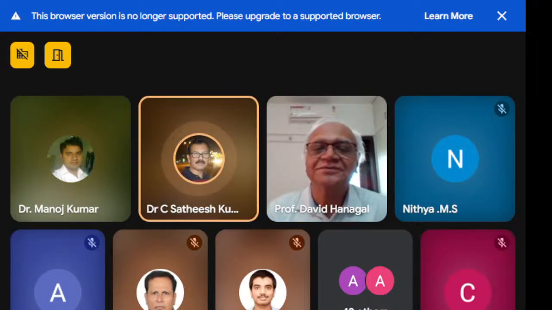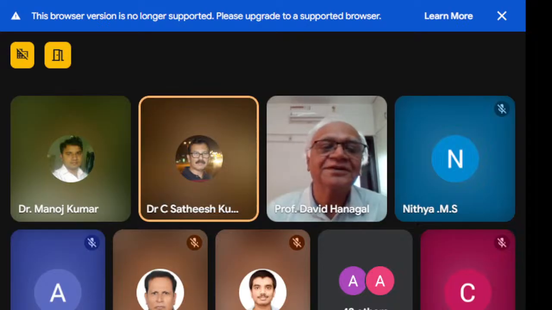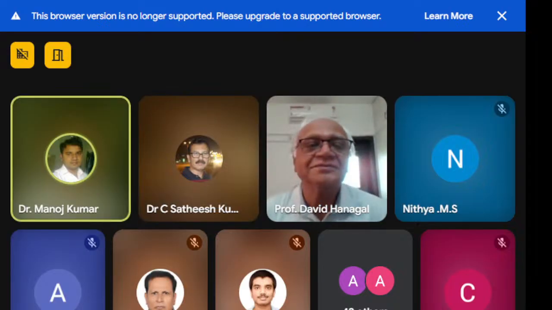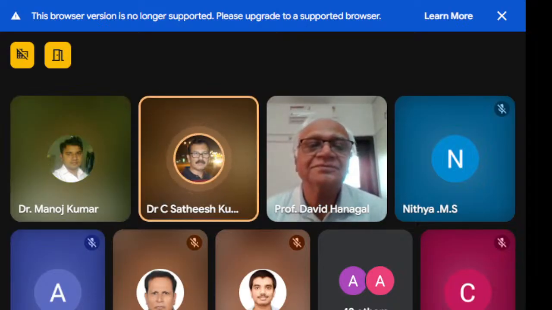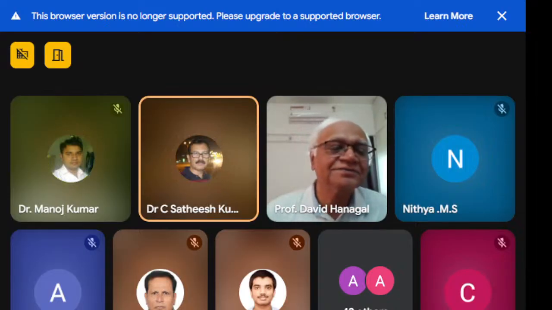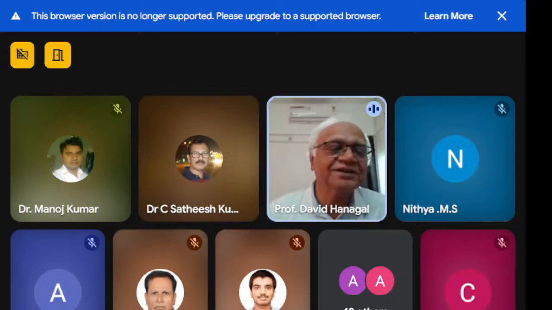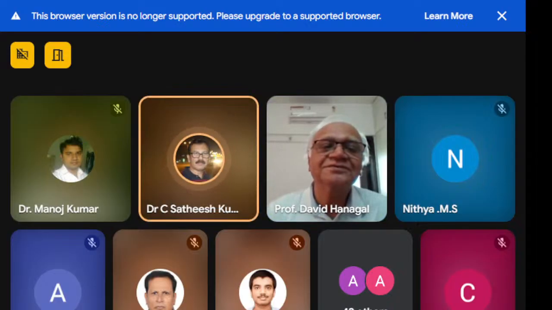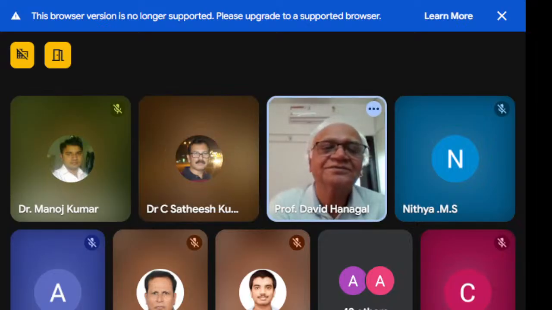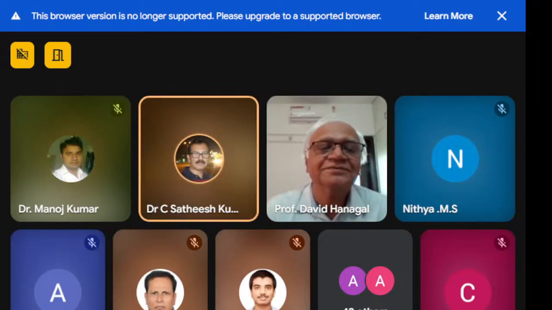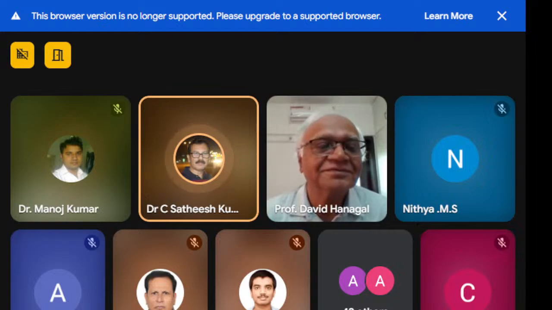What about Professor Rajaratnam? Professor Rajaratnam is also with us on this platform. Yes, I know him. He is in the design of experiments area. And Professor, what about D.K. Ghosh, has he joined here?